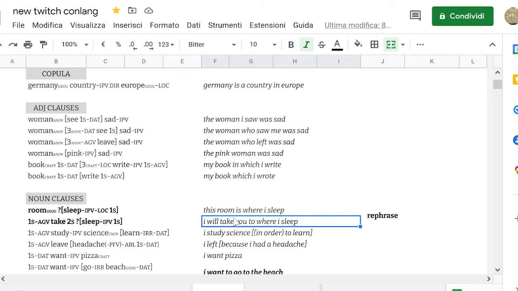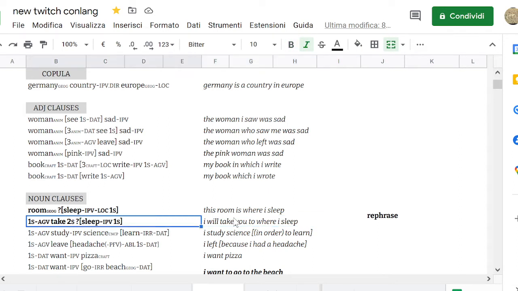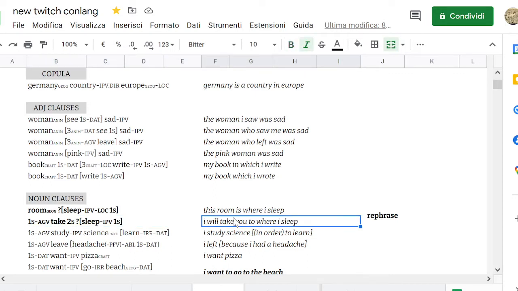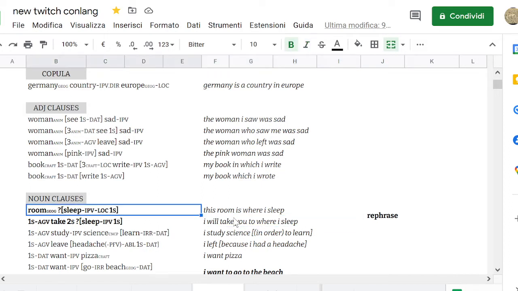If there's a word for bedroom, I will take you to my bedroom is a lot more compact than I will take you to where I sleep. Now, there could be situations where I need to do this kind of thing, but it would be really difficult to come up with a situation where I cannot rephrase it in a more compact way. Similarly here, this room is where I sleep. You could just say, I sleep in this room, and make this room, which would be the location there, the topic.